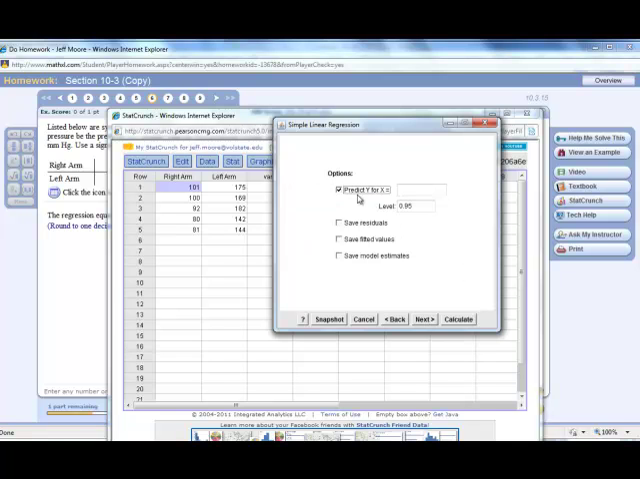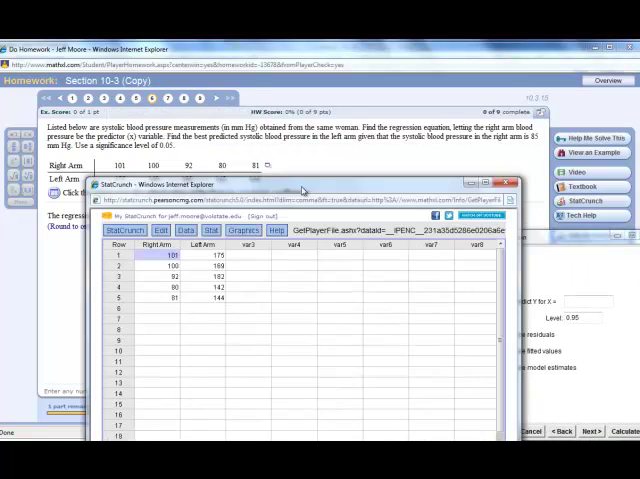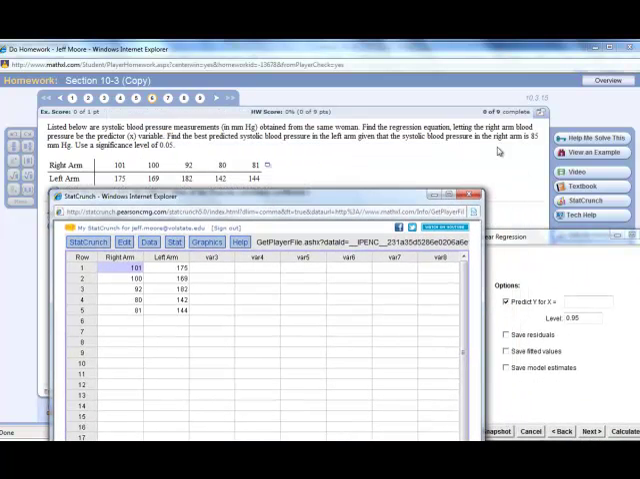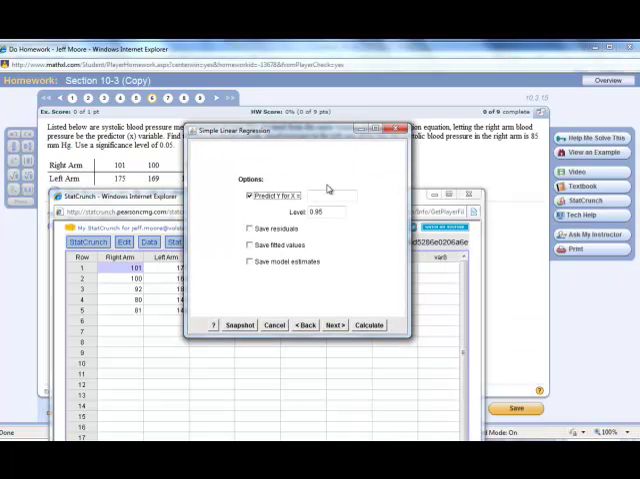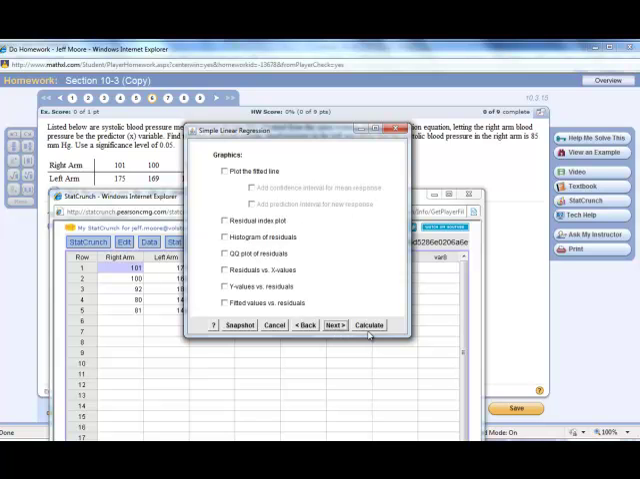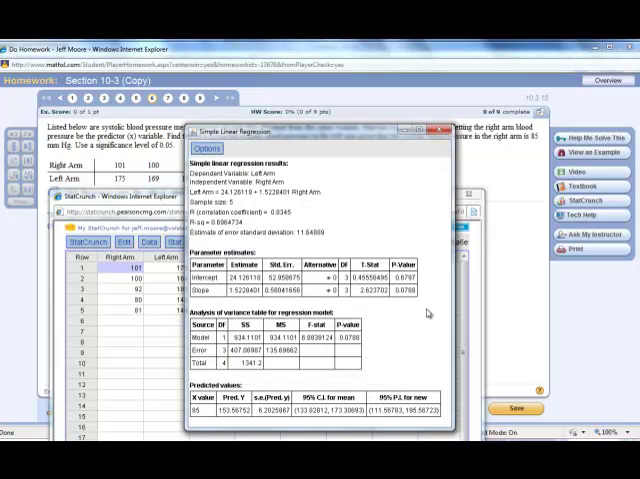Now, we're supposed to predict a Y value for a given X value. And in the problem, it told us find out what the left arm pressure is when the right arm pressure is 85. So we'll enter 85 here. Now we may or may not use that value because we're going to have to determine whether or not we have a significant relationship first. So we'll click Next and Calculate.